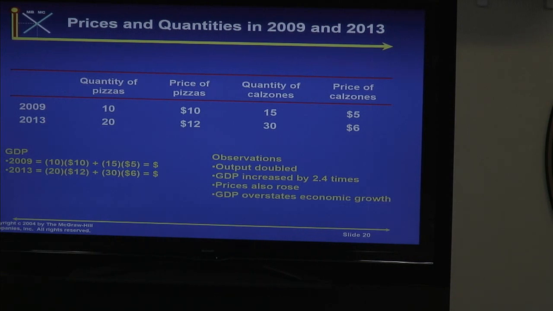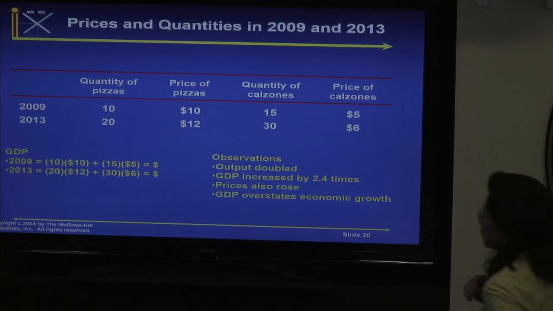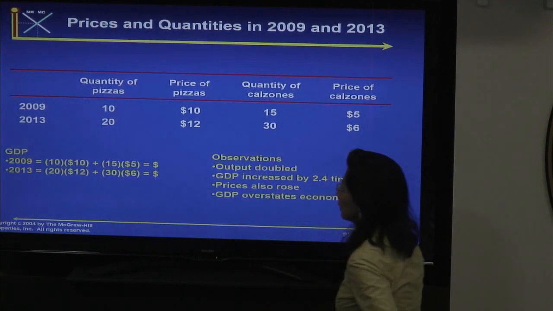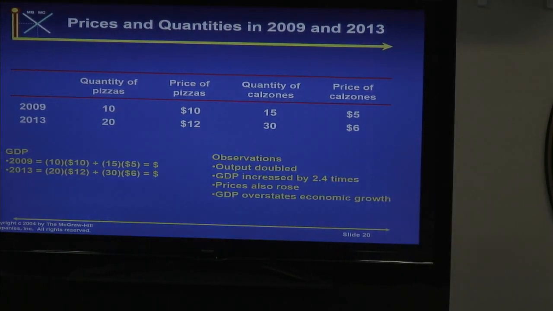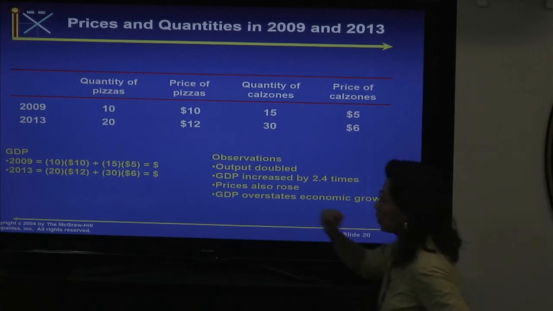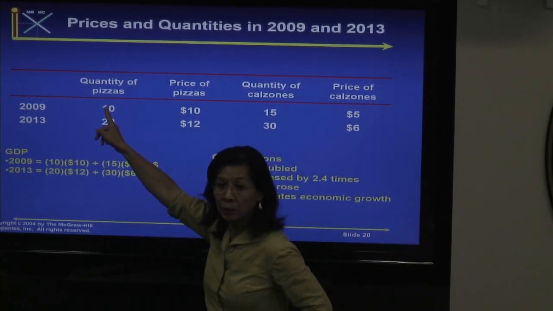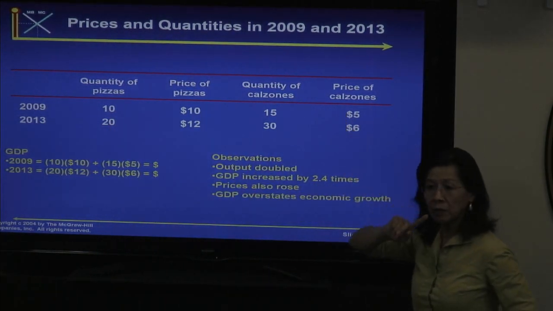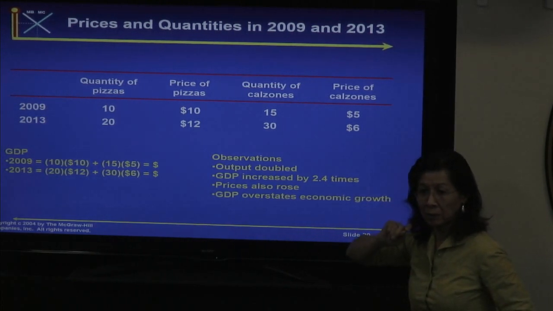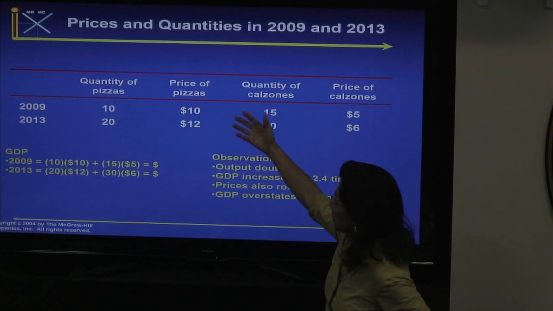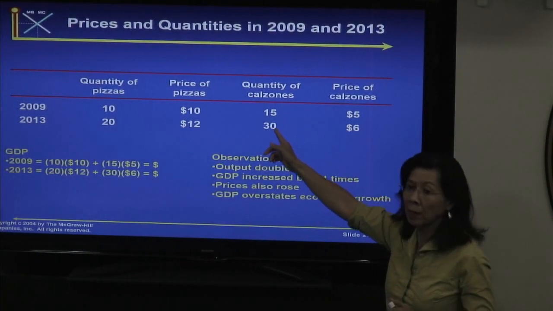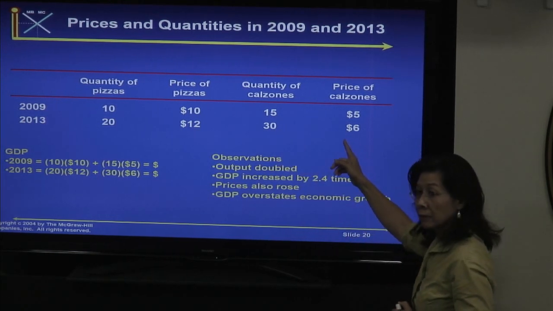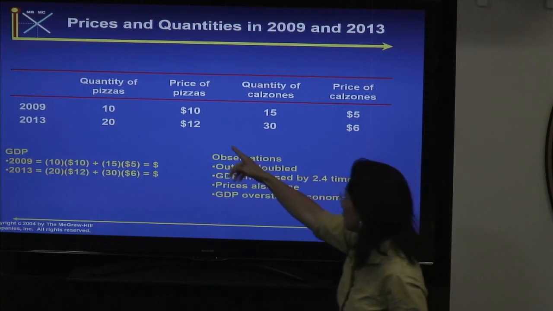I got 175. Okay, 10 times 10 is 100, and 5 times 15 is 75. Okay, I'll take 175. Now, 5 years later, which is 2013, we double the quantity of pizza. So we've got 20 instead of 10. Sometimes using a calculator could also make a slight mistake, maybe an extra 0 or something. The calzones we also double 5 years later, so now we've got 30. And the price has gone up as well, $6, and this is 12.